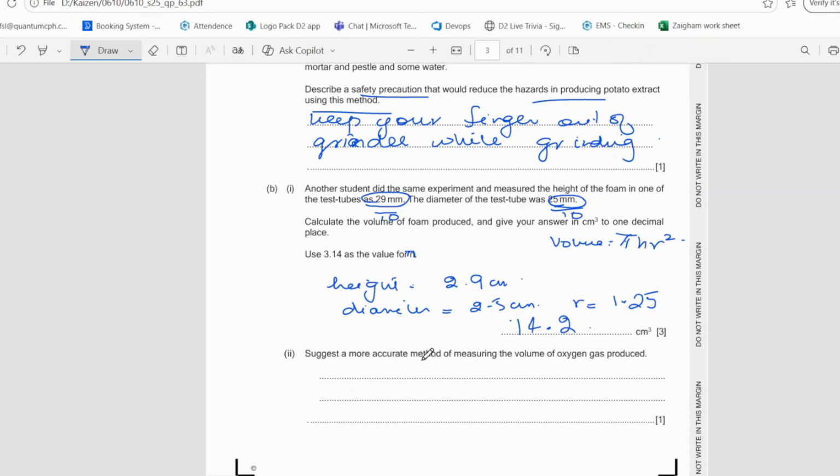Suggest a more accurate method of measuring the volume of oxygen gas produced. Now that was an error that you figured out at the start, that they are not at the same level. So what is another way? Yes, use a gas syringe.